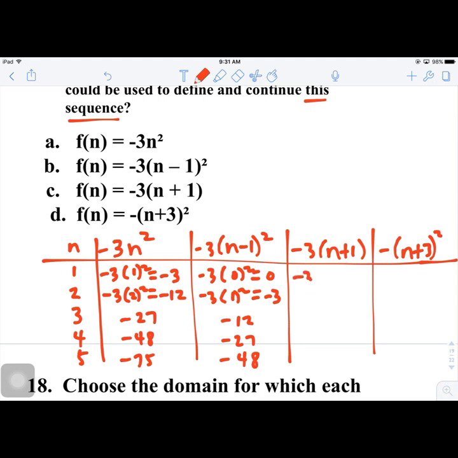And the same thing here. Negative 3 times 1 plus 1, that's 2. Oh, I forgot the square. So that will be negative 3 times 4, which is negative 12.